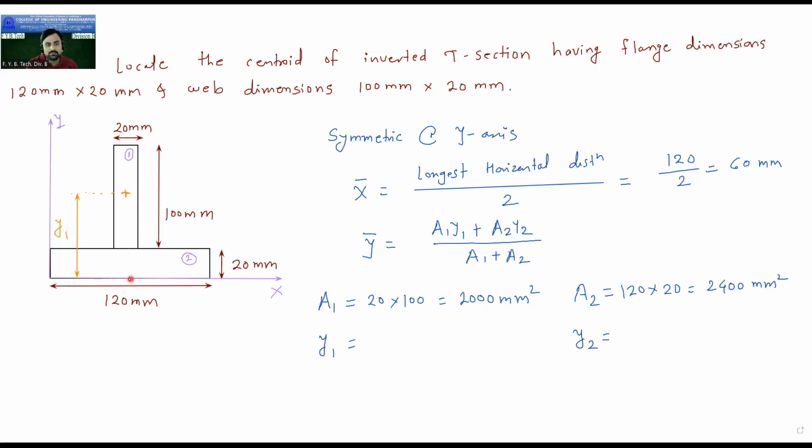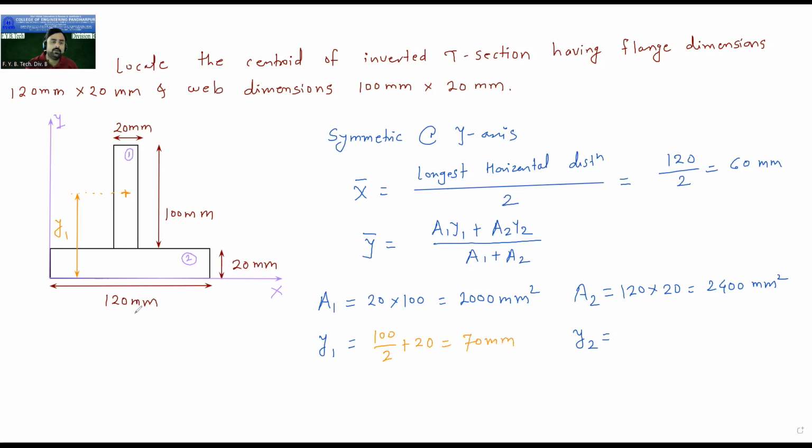But I want the distance from this axis. So I have to add this much of distance. So this is 20 mm. So it is 50 plus 20. So total 70 mm. So it will be 100 by 2 plus 20, which is equal to 70 mm.